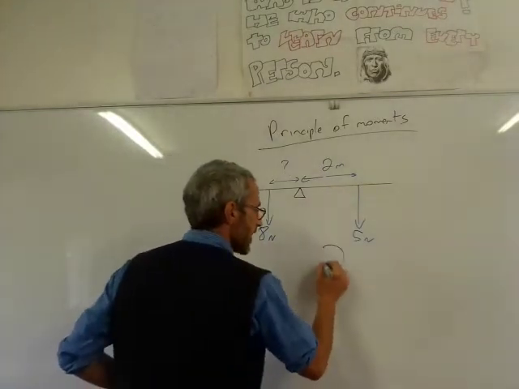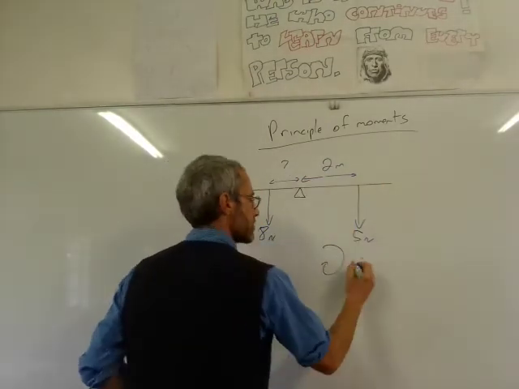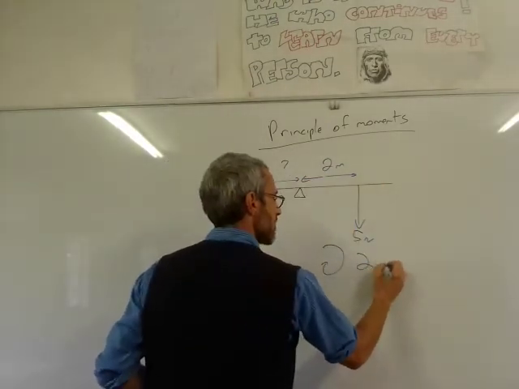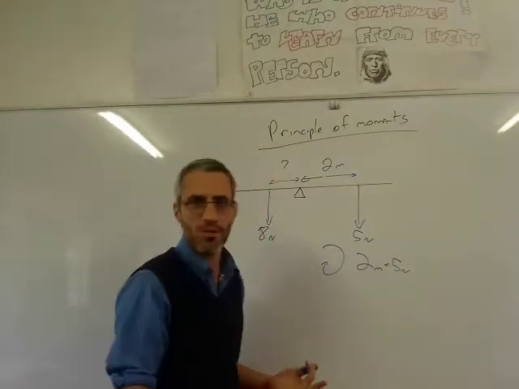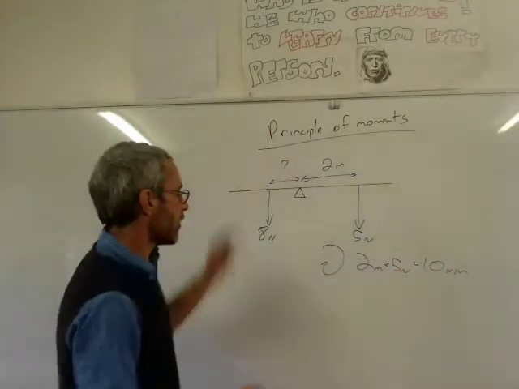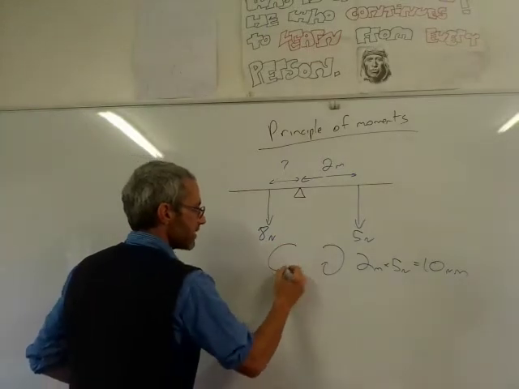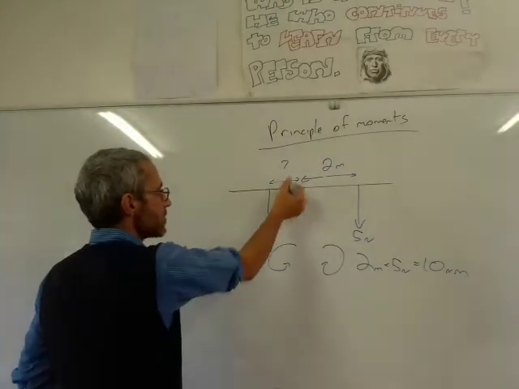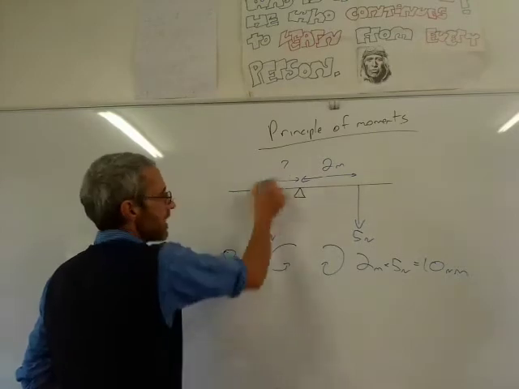We'll start by calculating the clockwise moment. The clockwise moments is going to be 2 meters times 5 Newton, or 5 Newton times 2 meters, the same. And we get 10 Newton meters. On the anti-clockwise side, okay, the anti-clockwise moment, that's going to be 8 Newton times this distance.